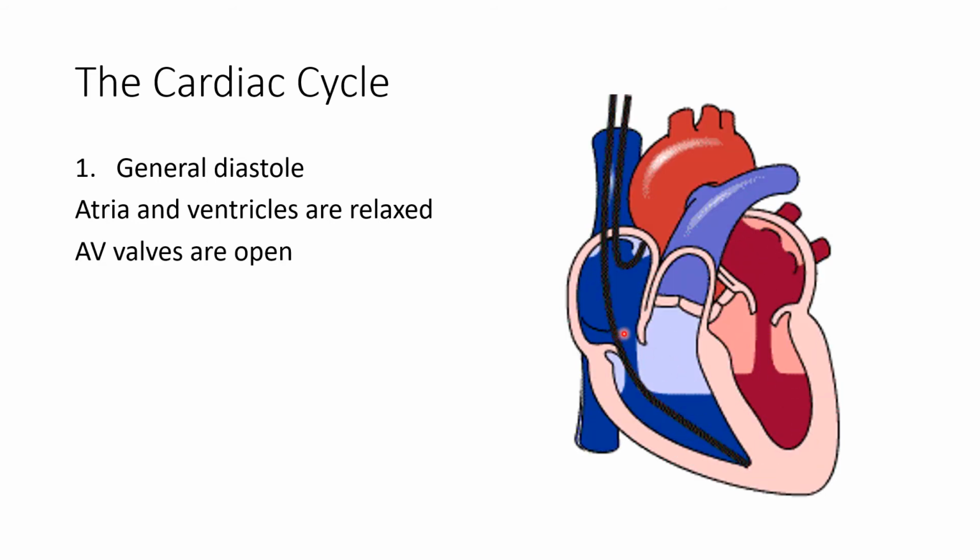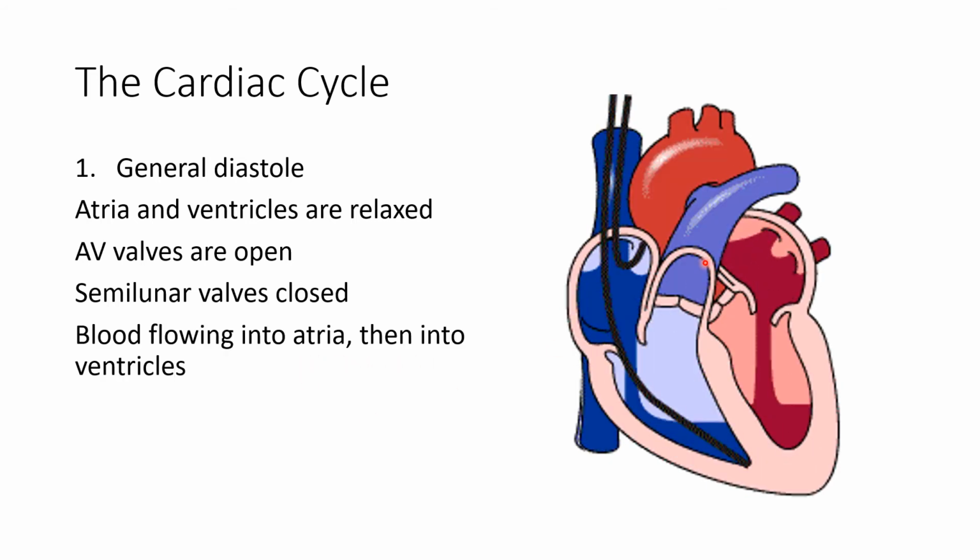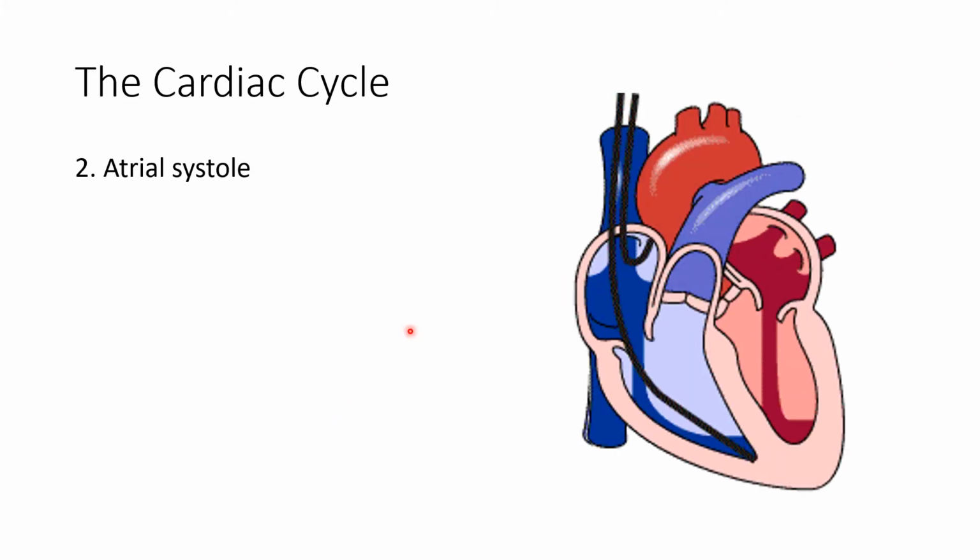The AV valves, so the tricuspid valve here and the bicuspid or mitral valve here, are both open. The semilunar valves, so the pulmonary valve here and the aortic valve here, are both closed. Blood is just flowing from the vena cava into the right atrium and through the valve into the right ventricle, and it's also flowing from the pulmonary veins into the left atrium and through the bicuspid valve into the left ventricle. The second phase of the cardiac cycle is called atrial systole.